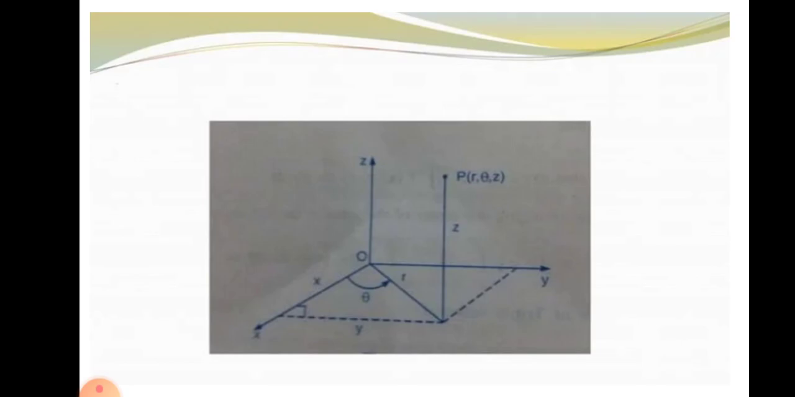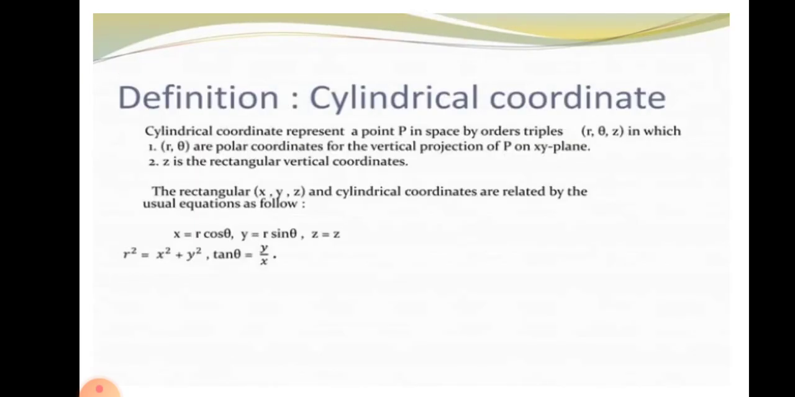Take a look at this figure. We have the x, y, and z axes and the coordinates r, theta, and z. So this is the definition of cylindrical coordinates. It represents a point P in space by ordered triples (r, theta, z), in which r and theta are polar coordinates for the vertical projection of P on the xy plane. z, on the other hand, is the rectangular vertical coordinate.